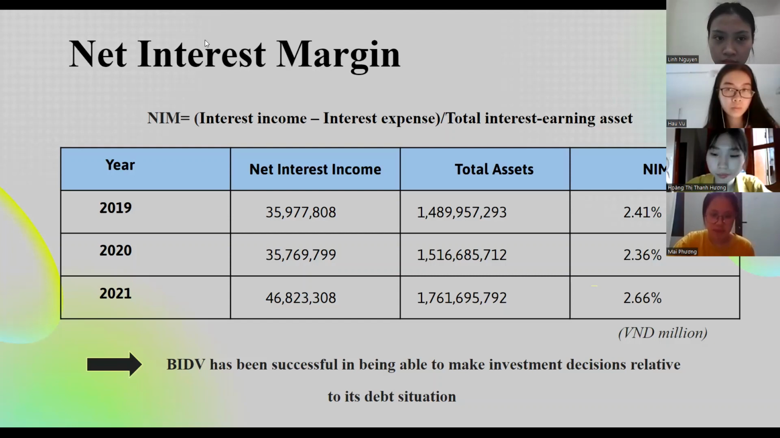Based on the chart above, BIDV net interest margin decreased slightly. So from this result, BIDV has been successful in being able to make investment decisions related to the total assets.